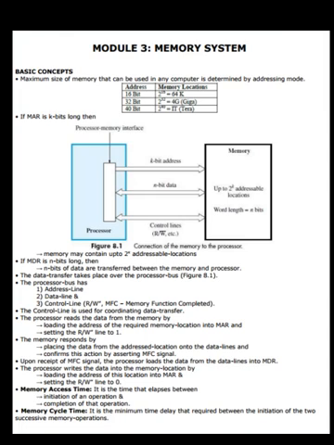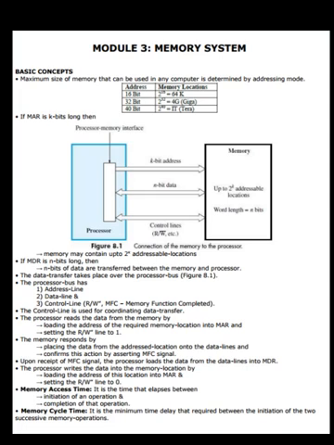Now let us begin. Module 3, Memory System. The basic concepts. The maximum size of memory that can be used in any computer is determined by the addressing mode. See the table. If MAR is k bits long, then memory may contain up to 2 to the power of k addressable locations. If MDR is n bits long, then n bits of data are transferred between the memory and processor. The data transfer takes place over the processor bus.